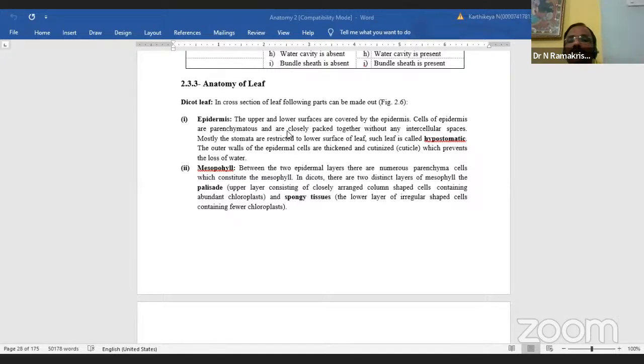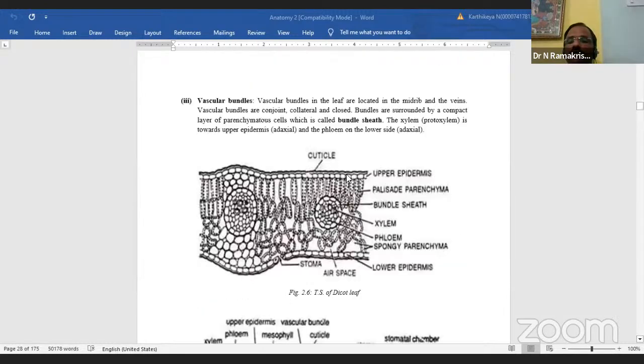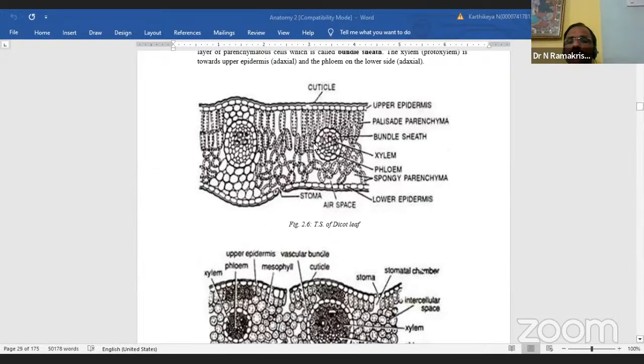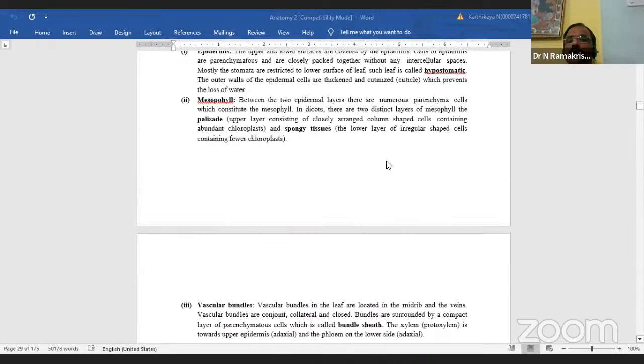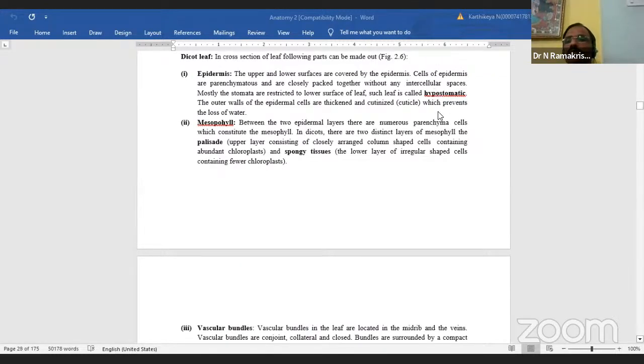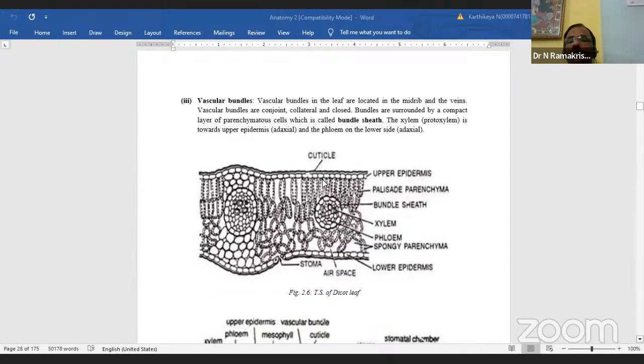See the stomata. What is the meaning of stomata? Structures which are used for the process called transpiration, sir. Transpiration. Okay. Now here we see stomata on both sides, upper and lower sides. So we call that hypostomatic. Hypostomatic. And above we see the cuticle.